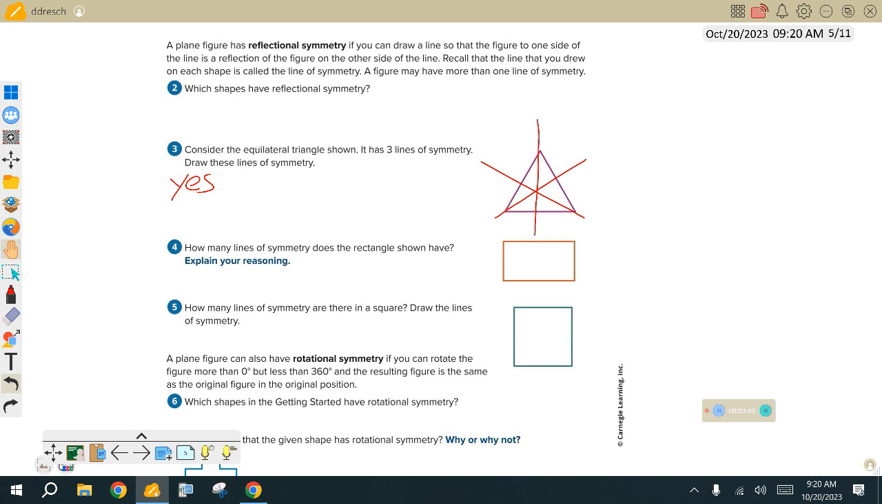What do we got? We got a rectangle, don't we? Do we have any lines of reflection happening off that one? Okay, if we do, go draw them in, please. Take a second. Go draw them in.